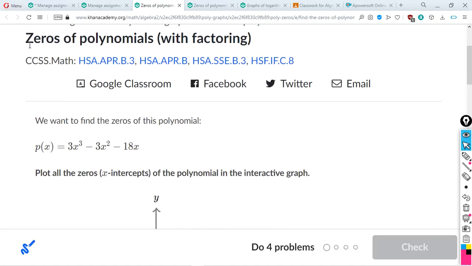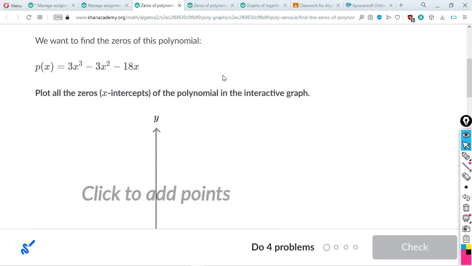All right, this will be for the assignment, zeros of polynomials with factoring. It's similar to the last one we did, but we just have to factor this time. Okay, so we want to find the zeros of this polynomial. I can see we have a 3, 3, and 18 for our coefficients. Those are all divisible by 3. So first I'm going to factor out a 3.